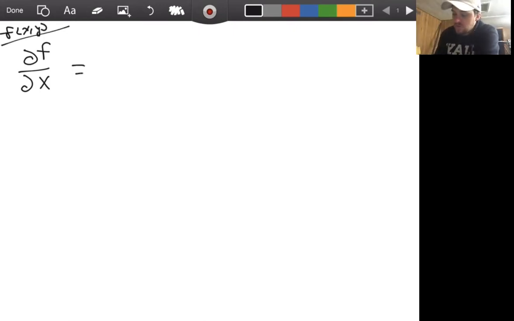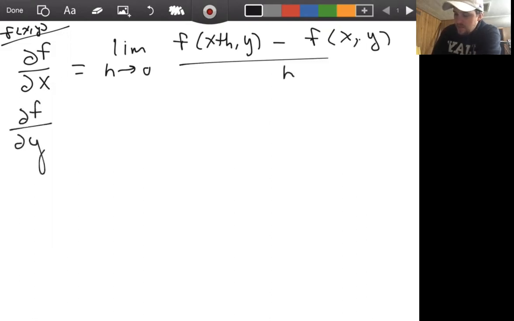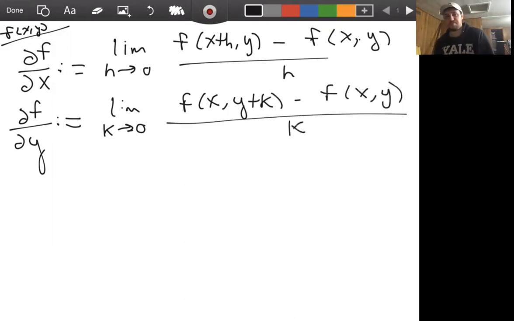The partial derivative of this function with respect to x was the limit as h approaches 0 of f of x plus h, y minus f of x, y all over h. And then we had a definition for the partial derivative of f with respect to y, and it was the limit as k goes to 0 of f of x, y plus k minus f of x, y all over k.